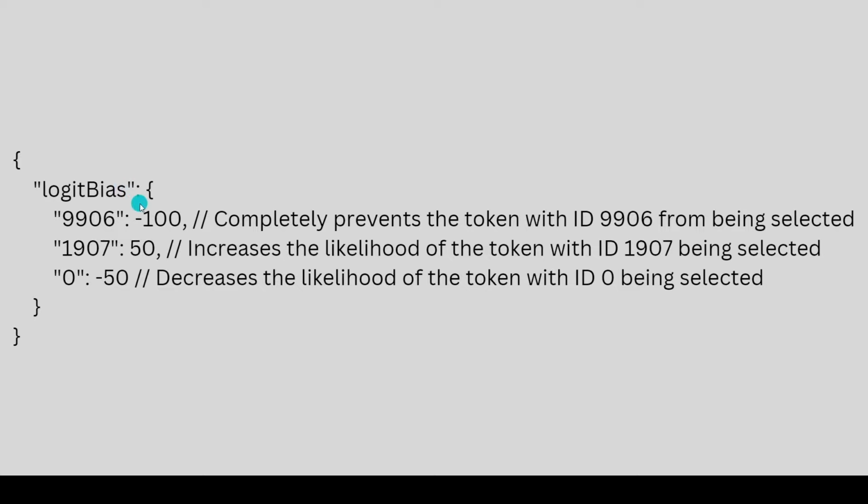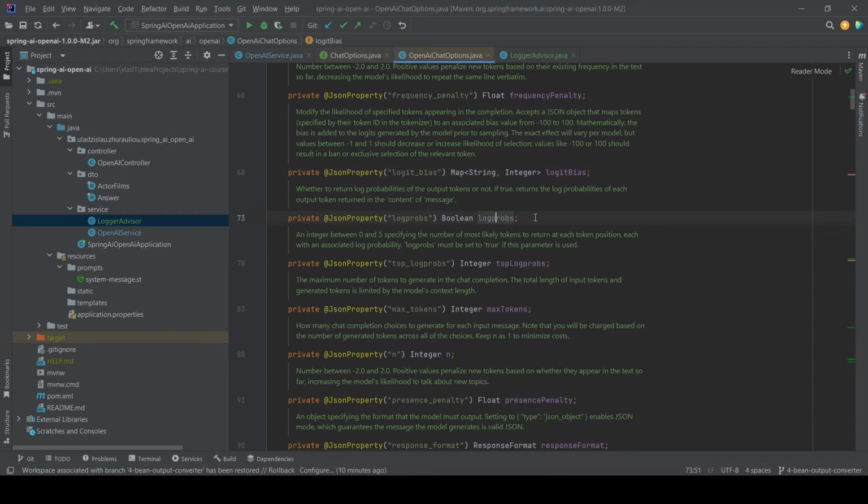Let's say we have such a logit bias map: key 9906 and value -100. This will completely prevent the token with ID 9906 from being selected. Next one is 1907 with value 50. It increases the likelihood of the token with ID 1907 being selected. And the next one is 0 with value -50, and this decreases the likelihood of the token with ID 0 being selected.